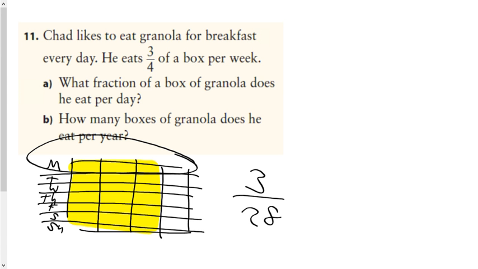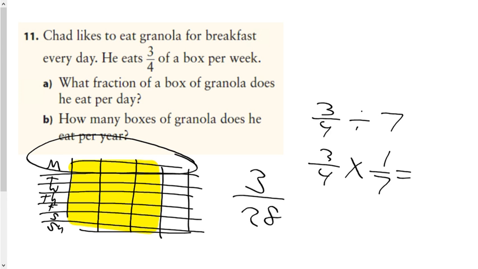What operation did I really use here? I really used 3/4 of a box divided by 7 days, right? In which case I'm going to do 3/4 multiplied by the reciprocal of 7. And Wiley, what's the reciprocal of 7? Excellent. In which case I'm still going to get 3 over 28.